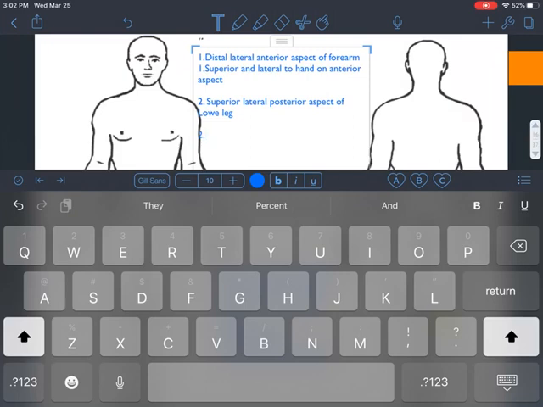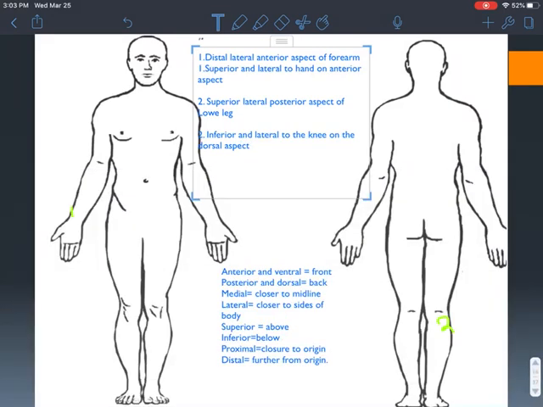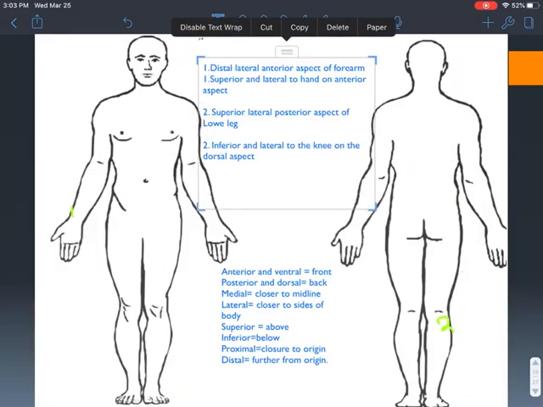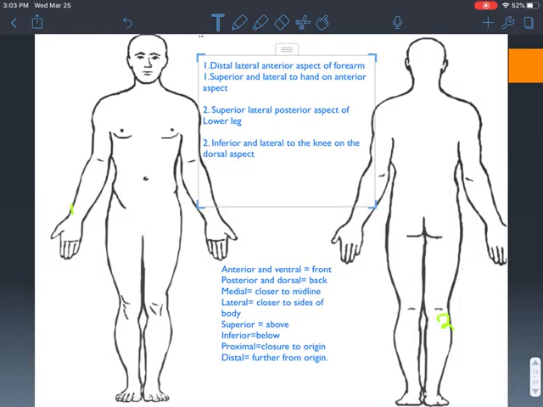Or you could say it's just inferior and lateral to the knee on the posterior or dorsal. Okay. All right, so let's just review this. So number 2, we see number 2 here. So you could say it's on the superior because it's above, lateral, posterior aspect of the lower leg. Or you could say it's inferior and lateral to the knee on the dorsal aspect because it's past it. Okay. Now let's not panic.